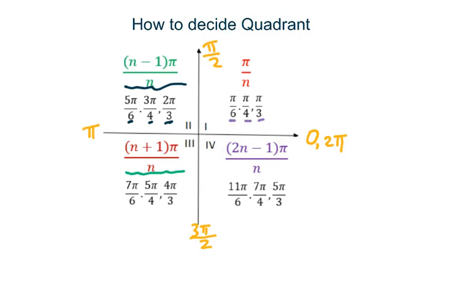For fourth quadrant, this will be the pattern, 2n minus 1 pi over n. Therefore, if n equals 6, you get the 2 times 6 minus 1 means 11 pi over 6. If here's a 4, you get the 7 pi over 4. N equals 3, you got the 5 pi over 3. So remember this pattern, it's so easy to figure out in which quadrant.